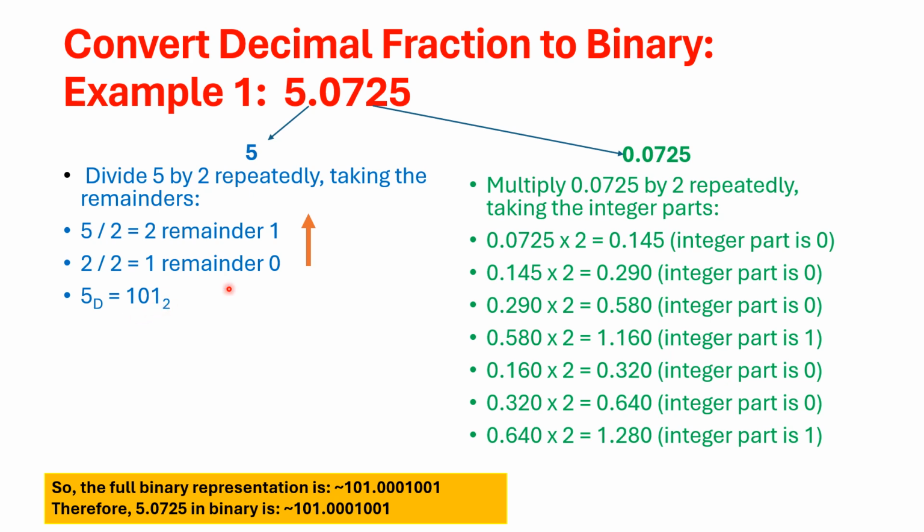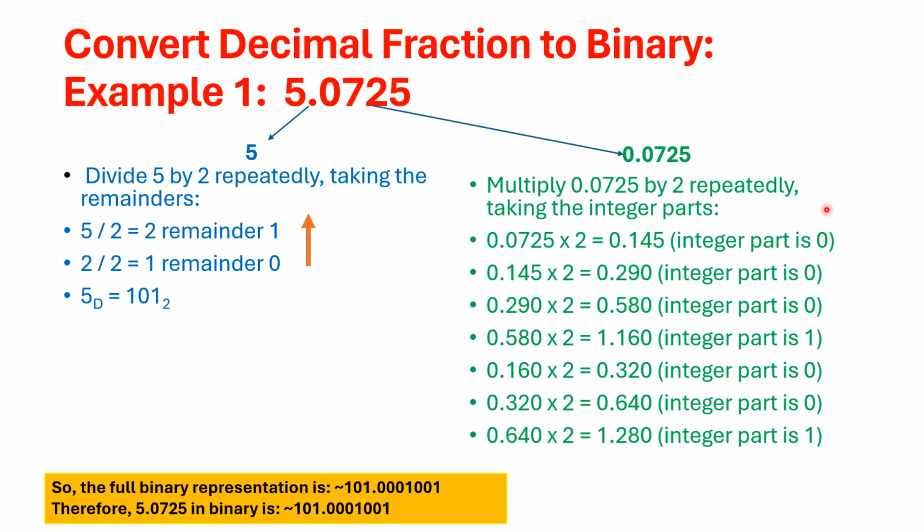Now we perform the fraction part conversion, and for that purpose we use the opposite operation. For the integer we divide, but for the fraction we multiply. So we will convert 0.0725 into binary. We multiply 0.0725 by 2, which is equal to 0.145, which is less than 1. So our integer part here is 0. So we write this integer part here as 0.